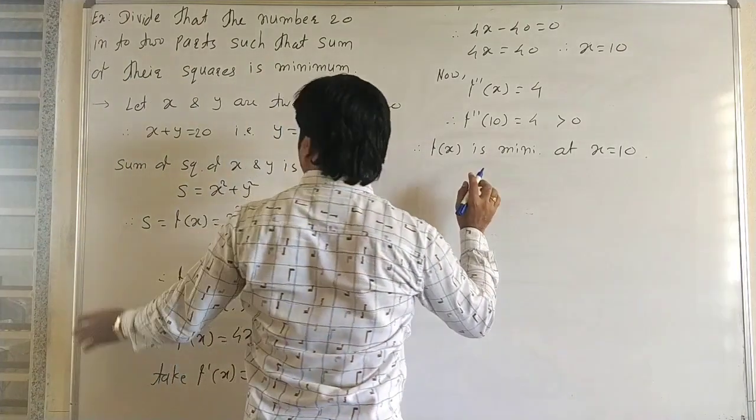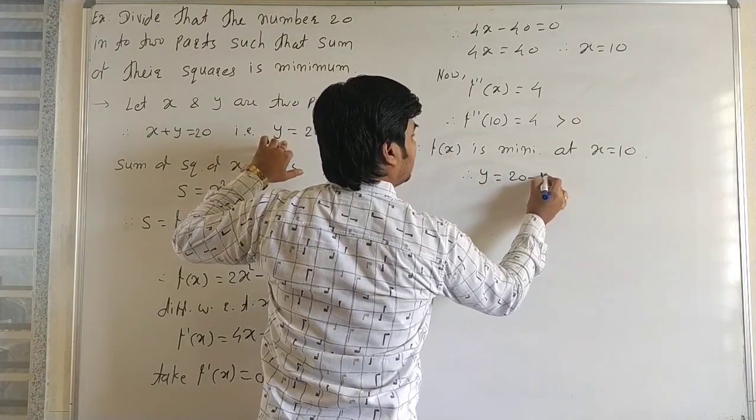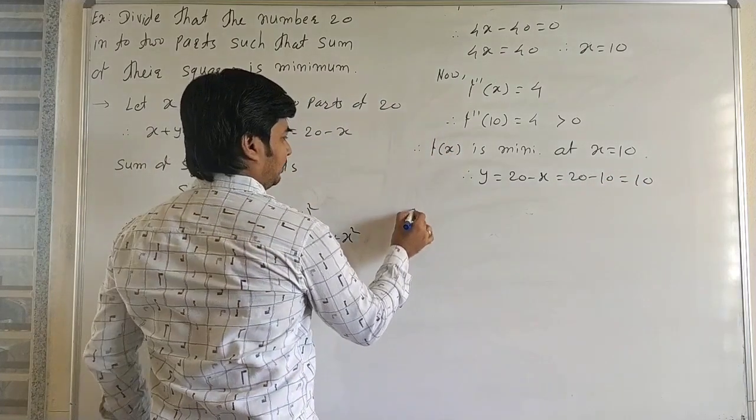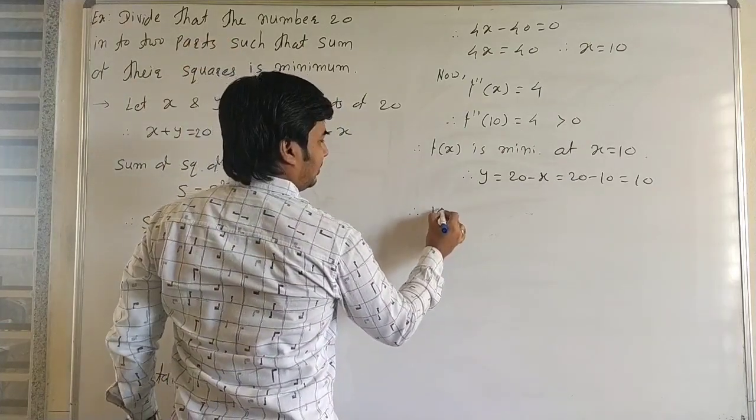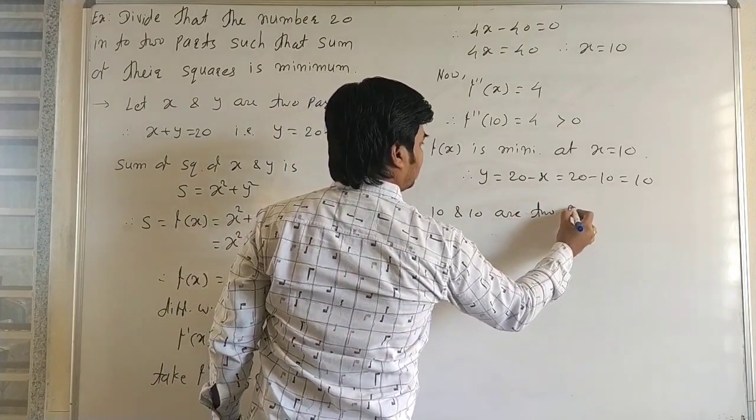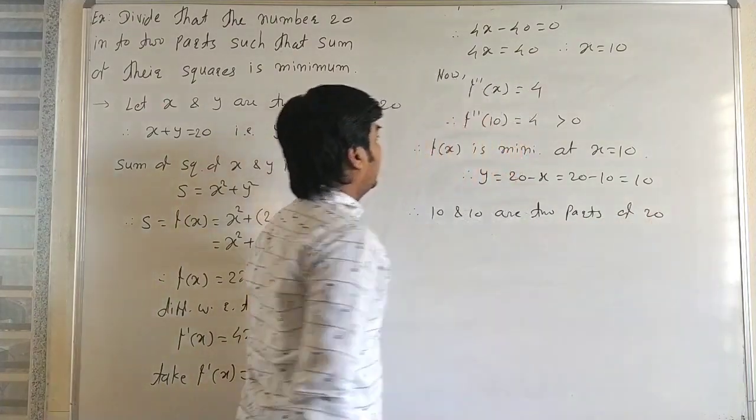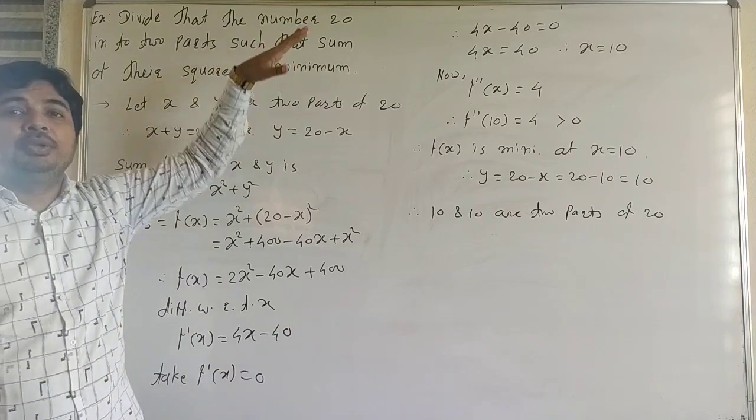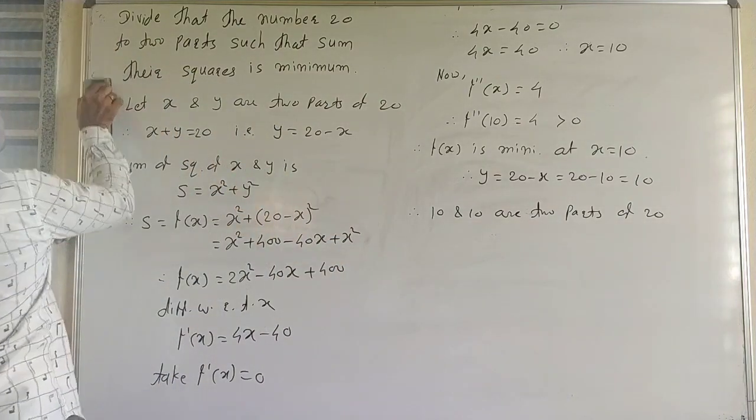Now, if x is equal to 10, therefore y is equal to 20 minus x, that is 20 minus 10, and it is 10. Therefore 10 and 10 are the two parts of 20 such that the sum of their squares is minimum. Now here we see the next example.